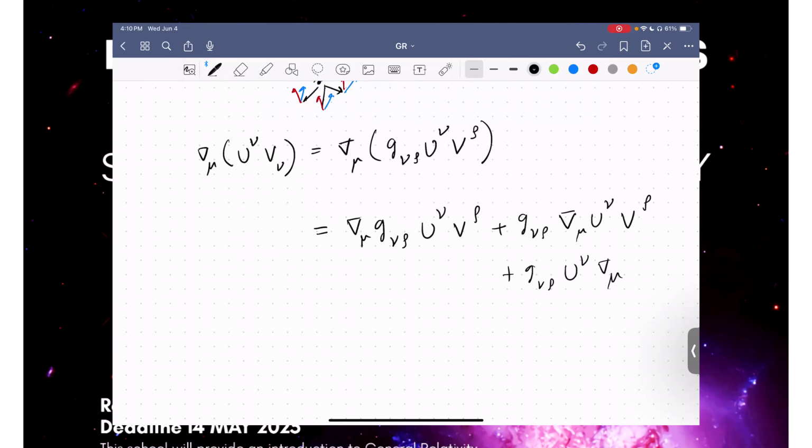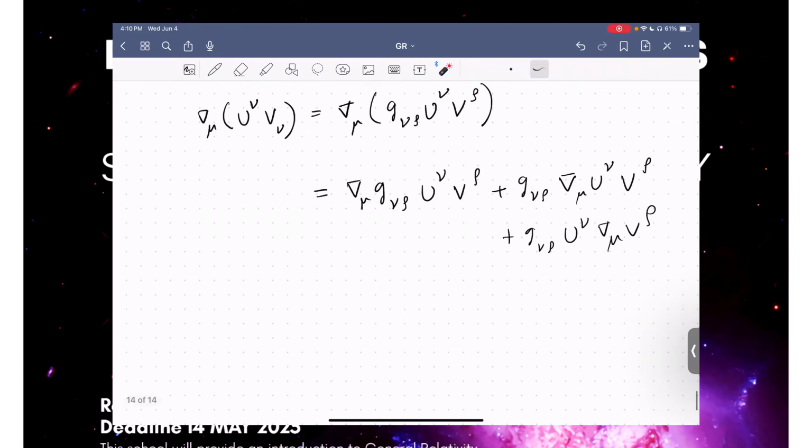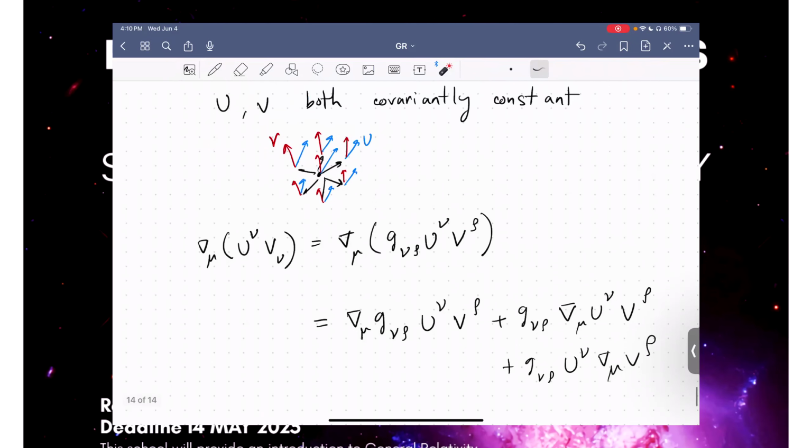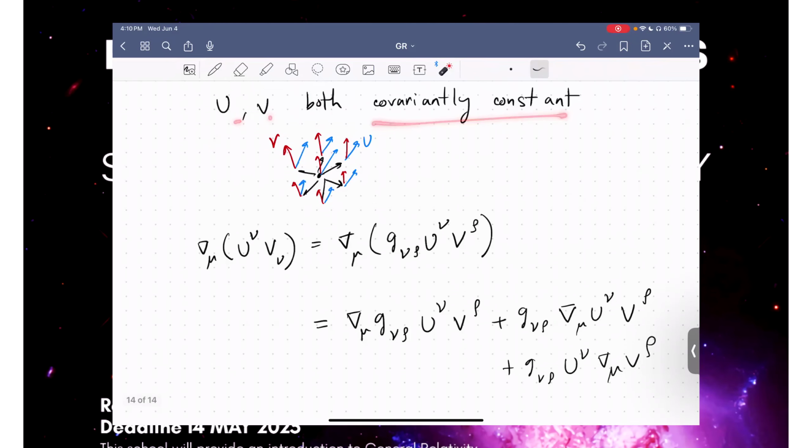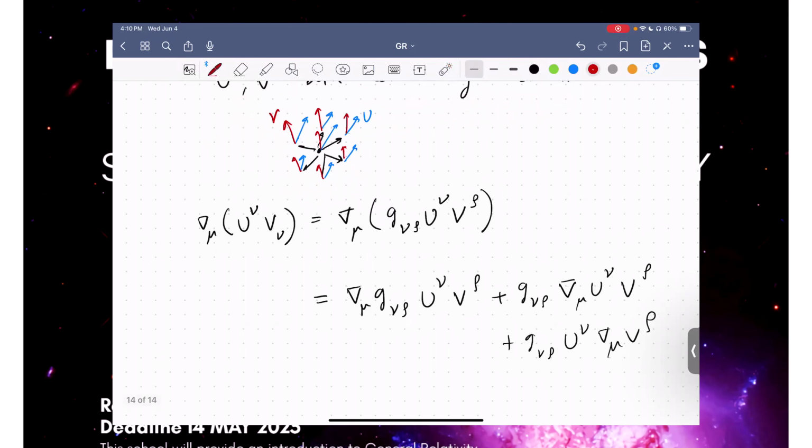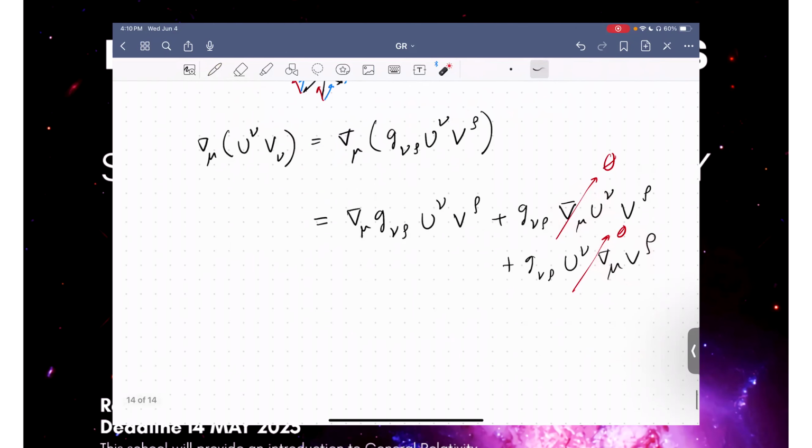Okay, so we use Leibniz rule. And we also distributed covariant derivatives over a tensor that had contractions. We also use the commutation with contraction. And we have defined this U and B to be covariantly constant. So this term vanishes, this term vanishes, because this is 0 and this is 0.